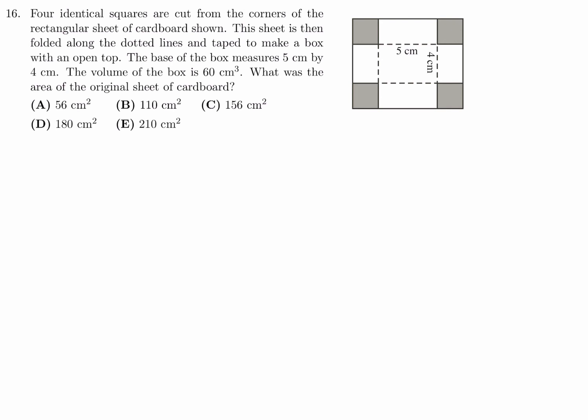Okay. Well, the volume is going to be length times width times height, correct? And they tell you that is 60. Well, the length and width, they've already told you in the question, are 4 and 5. So length is 5, width is 4, and then we got this h. So solving for h, we get 3.